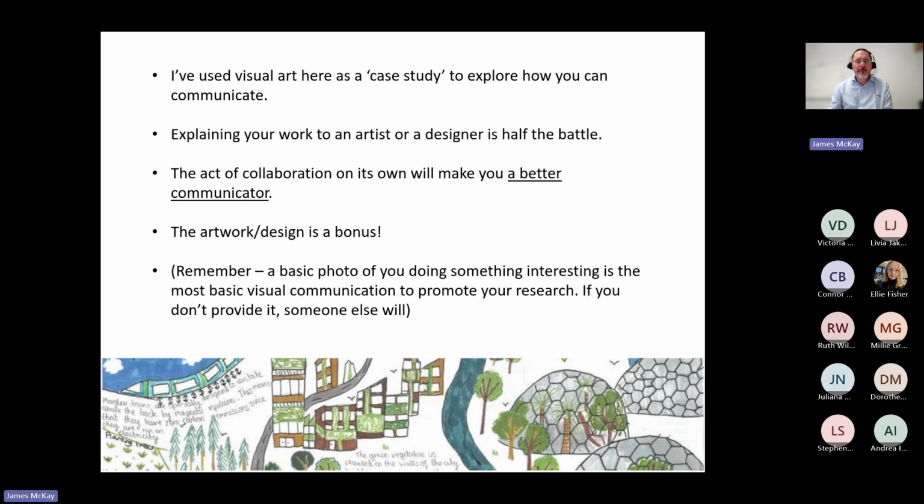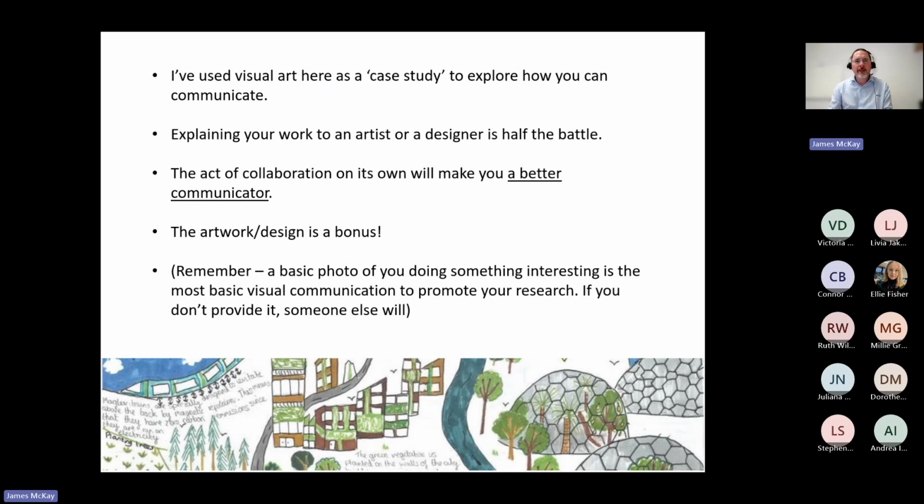And for me, the most interesting part of it is working with the scientists and actually getting to the core of what they want to communicate. And often it's not obvious to them at the start. So it's the act of trying to explain and cross those different worlds that actually makes you into a better communicator. So I think even if nothing comes out of it, the process of trying to explain your work to someone who's trying to interpret it in a very different way is really valuable.